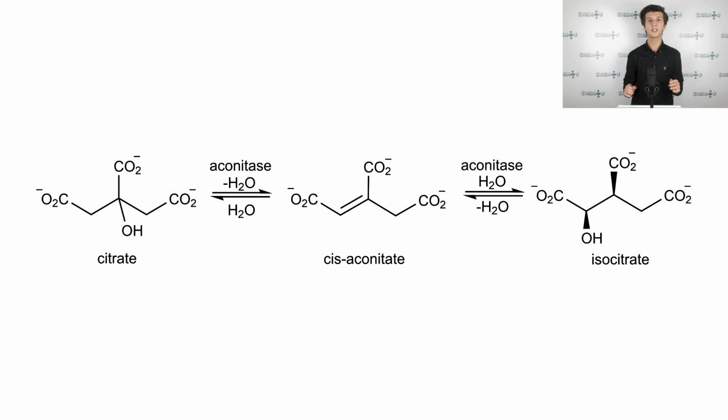The reaction proceeds by an intermediate named cis-aconitate. The reaction scheme is now presented on the slide. You can clearly see that both reaction steps are reversible. The one is dehydration and the second is the addition of water. I would like to stress the fact that both eliminations of water from citrate to cis-aconitate and from isocitrate to cis-aconitate are proceeding via E2 mechanism, which is proved by stereochemical outcome.